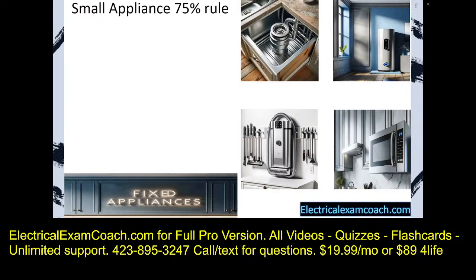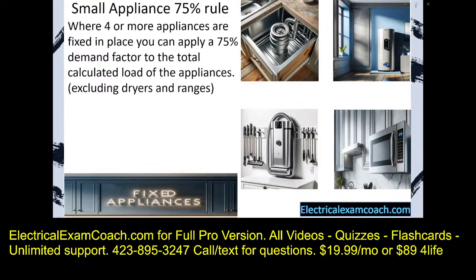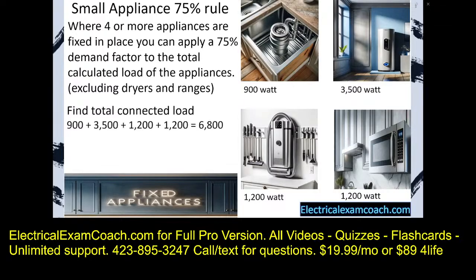The small appliance 75% rule works like this. Where 4 or more appliances are fixed in place, you can apply a 75% demand factor to the total calculated load of the appliances. I do want to note again that this excludes dryers and ranges. We're going to learn how to calculate those separately later in the program. So let's imagine that we have these appliances. And the question is, how do we calculate them all together to turn it into amps and later size our service, which sizes our wire and our pipe? What we're going to do first is find our total connected load. So we're going to go ahead and total all these up, and that equals 6,800.